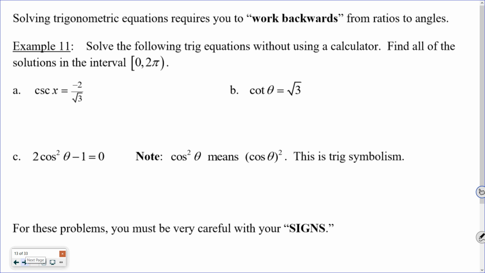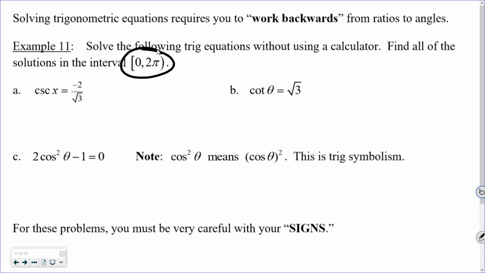Solving a trigonometric equation requires you to work backwards. In other words, in this case, you know what the answer is, and you have to work backwards to figure out what your angle is. Example 11 says, solve the following trig equations without using a calculator. Find all the solutions between 0 and 2 pi. We'll talk about why that's important, because it is important. Okay, so the cosecant is negative 2 over square root of 3.